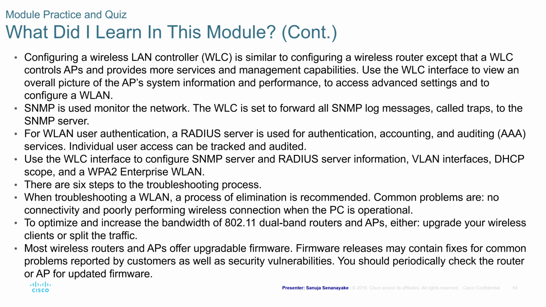We also covered that most wireless routers and APs offer upgradable firmware. And the firmware releases may contain fixes for common problems reported by customers as well as security vulnerabilities. You should periodically check the router or AP for updated firmware, because those firmware updates do come out very often. It's not necessarily a specific period of time, but as soon as there is a firmware upgrade, you should be looking into updating your devices. This will improve your security and patch some vulnerabilities.